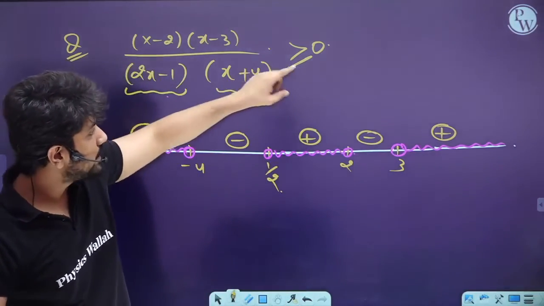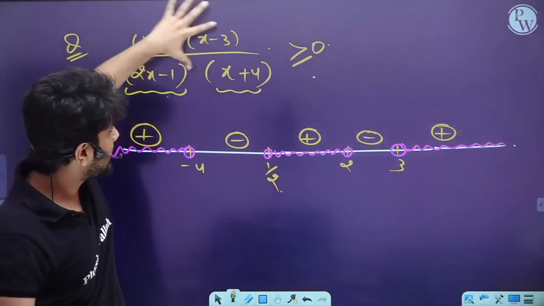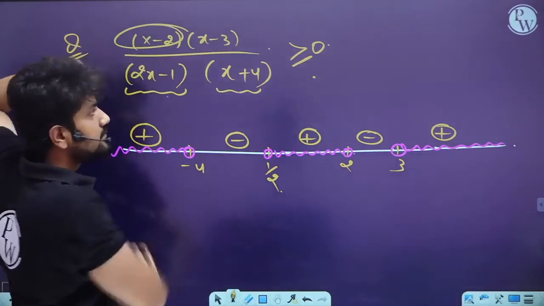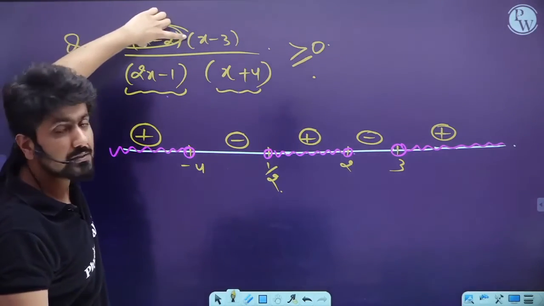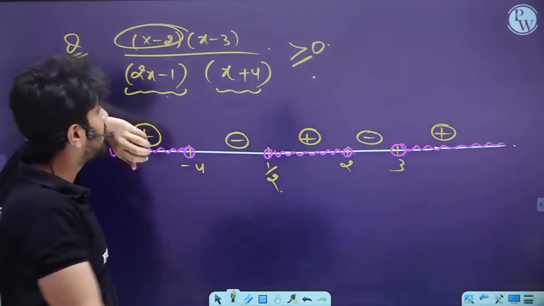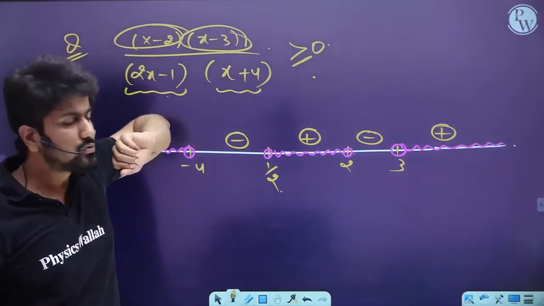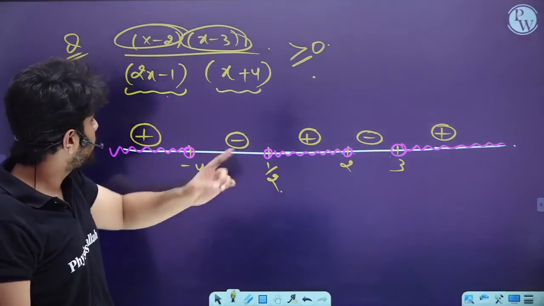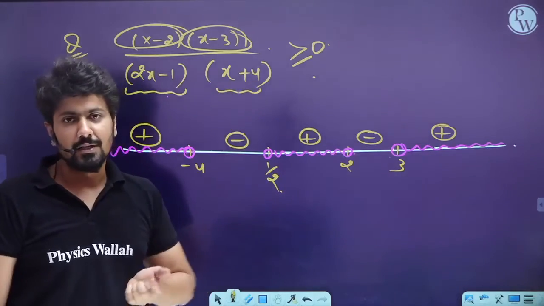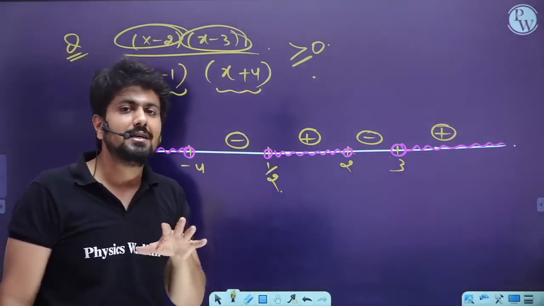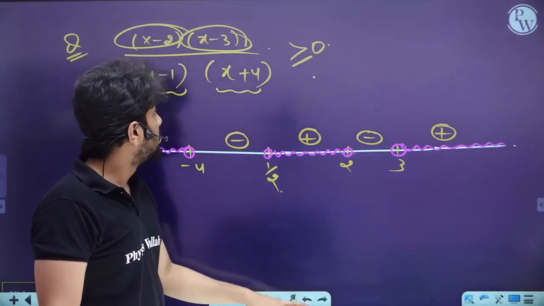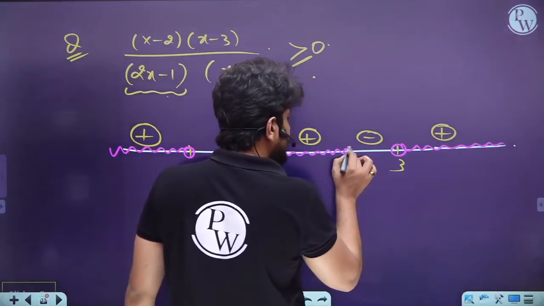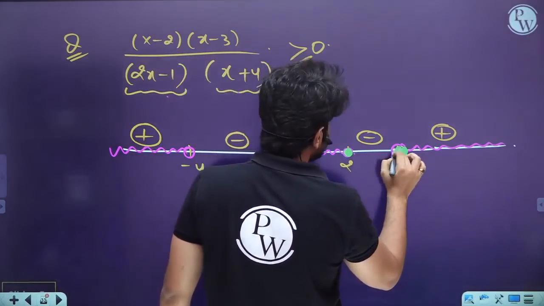But now we need to include those points also where this entire expression becomes 0. This expression will become 0 at x equal to 2, where this factor becomes 0, and at x equal to 3. So we now need to include the points 2 and 3. But we are not including the points 1 by 2 and minus 4, because at those points the denominator will become 0. So basically we are including 2 now, and we are including 3 now.